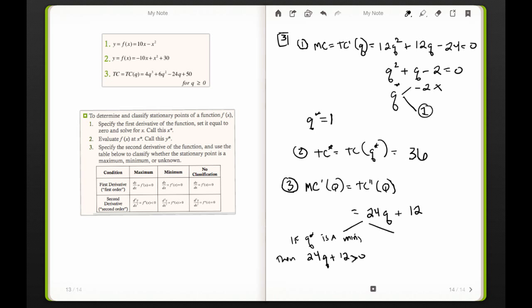When I rearrange this, I get that this is true for all quantity greater than negative 1/2. So I don't even have to figure out the max. I know that we're only focusing on the range of q greater than 0. So if q star is equal to 1, that's greater than negative 1/2. So I know that this is a minimum.